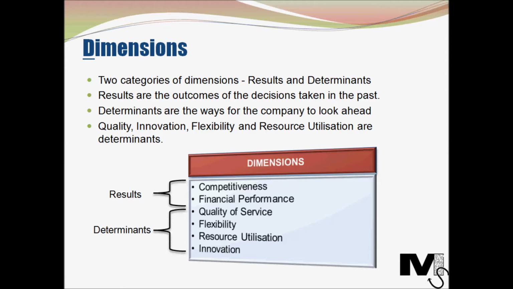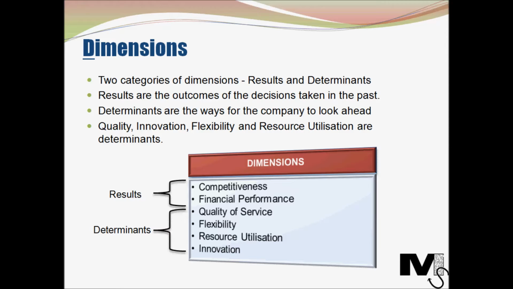The first component is dimensions, which are the areas to be monitored. As we go deeper into dimensions, we understand that there are 2 subcategories of dimensions. These are results and determinants. Results are the outcomes. So results in the present time are the outcomes of the decisions taken in the past. Financial performance and competitiveness are categorized under results. Decisions taken in the past will result in today's financial performance and competitiveness in the marketplace.